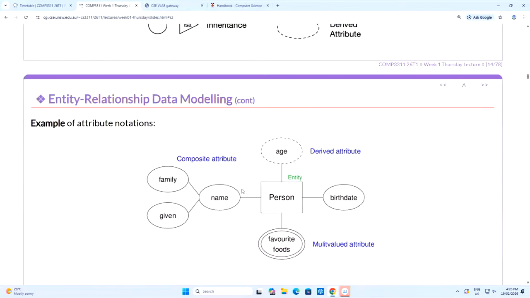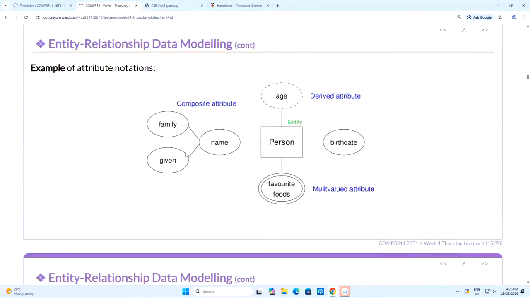So this is another slightly more complex ER model. Here we can see a slightly more complex construct of attributes. We've got attributes with attributes. This is what we call a composite attribute. So a name has a family name and a given name.